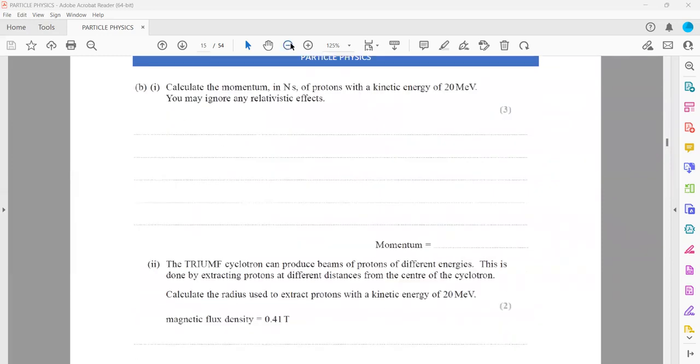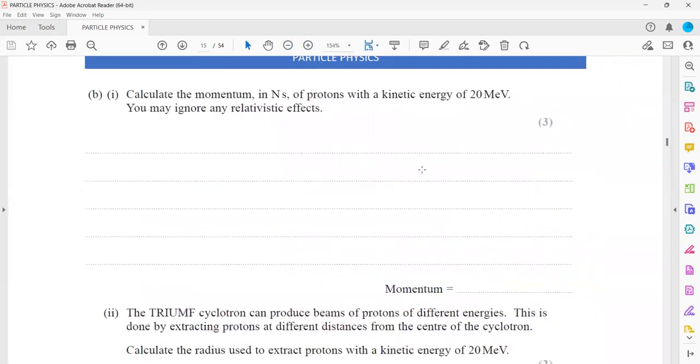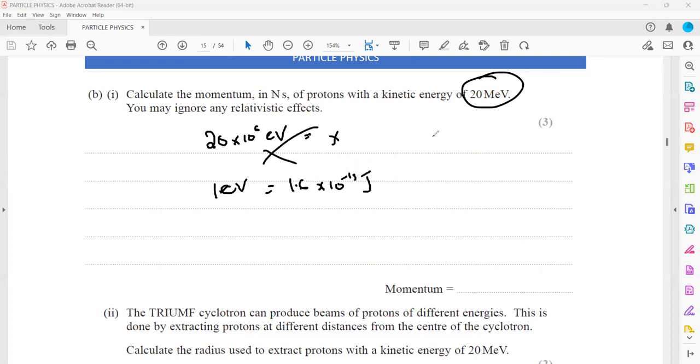In part B, calculate the momentum in newton second for a proton with a kinetic energy of 20 mega electron volt. Ignore any relativistic effect, meaning its mass is not changing. 20 mega electron volt, as I mentioned, energy should always be in joules. So 20 into 10 to the power 6 electron volt, and we have 1 electron volt equals 1.6 into 10 to the power minus 19 joules. So this will be x, we cross multiply. So this will be 20 into 10 to the power 6 multiplied by 1.6 into 10 to the power minus 19. This will give us the answer in joules.